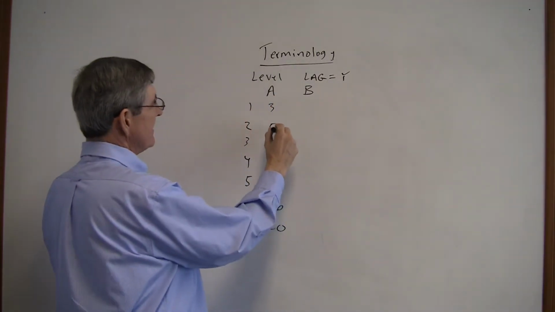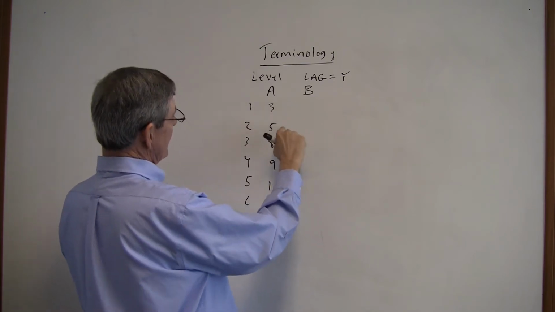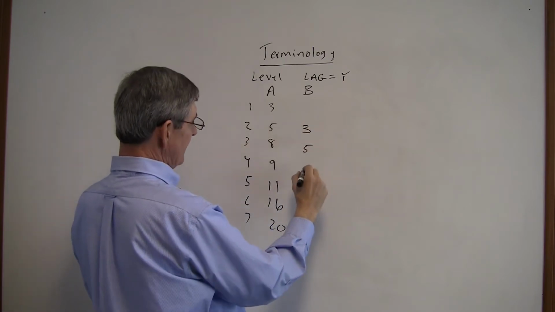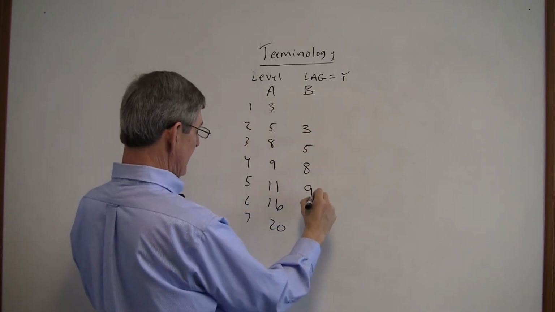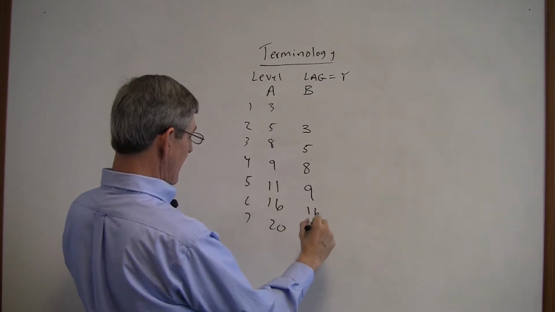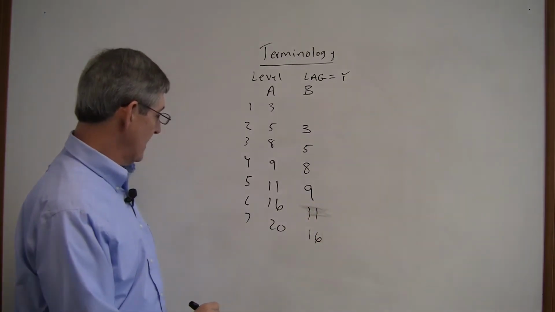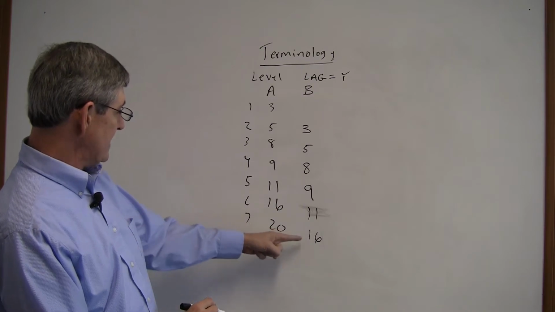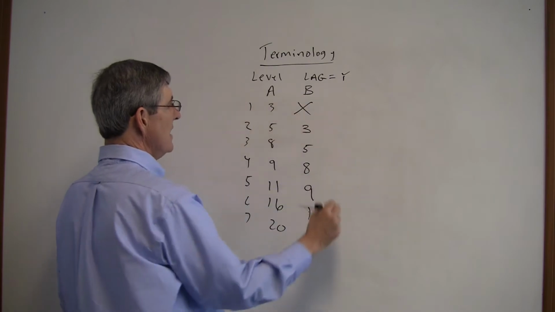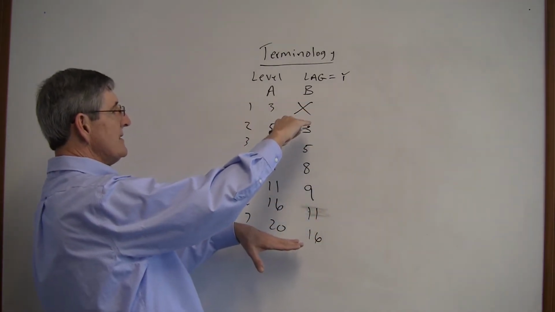If I want to lag this series, the first observation here, this is y_t. This needs to be y_t-1. So this will be 3, 5, 8, 9, 11, sorry, and 16. So this is y_t, this is y_t-1. So you just put those observations there. But notice that we've missed an observation here. So instead of having 7 observations, we lose 1 to 6.